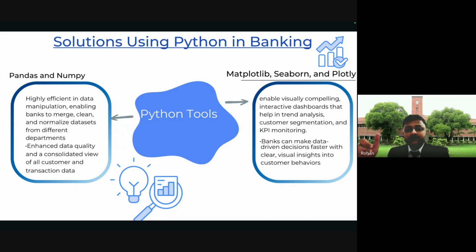And the second part is Matplotlib, Seaborn, and Plotly. Basically, the use of these tools is to visualize with different types of graphs such as box plots, scatter charts, and histograms, which ultimately enhance the visualized insights of the customer journey.